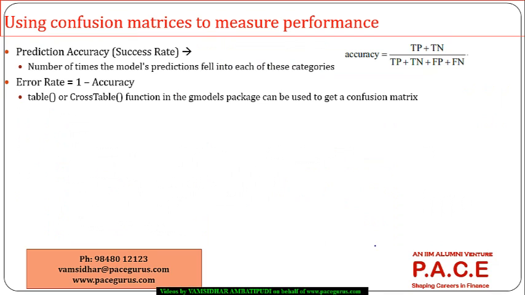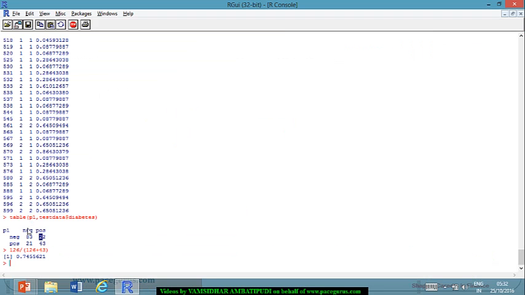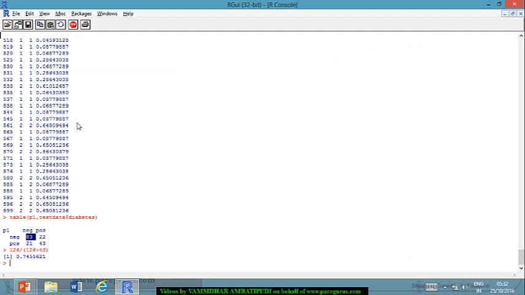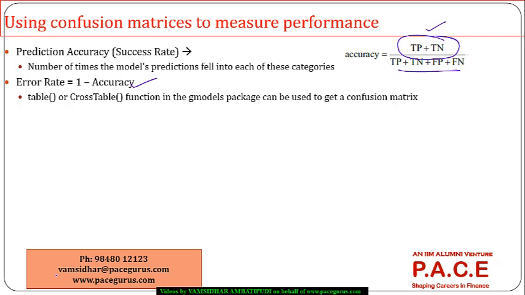So from the confusion matrix, once we have created this, the prediction accuracy is nothing but the success rate, wherein I am looking at true positive plus true negative. We have already taken true positive is 43, true negative is 83, divided by all of them, which has given me 74.55%. And error rate comes out as 1 minus this. So 1 minus 74.55% is giving me around 25.44%. So I am getting my error rate from that particular model.